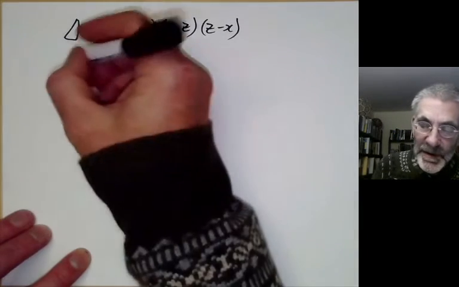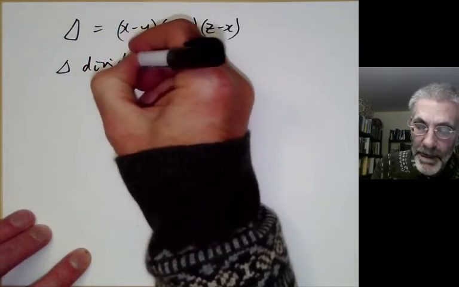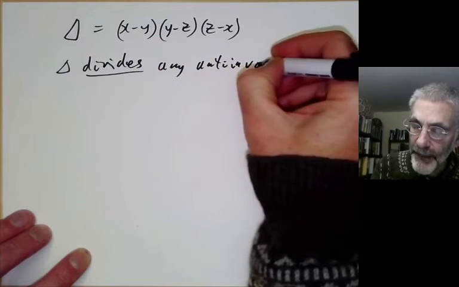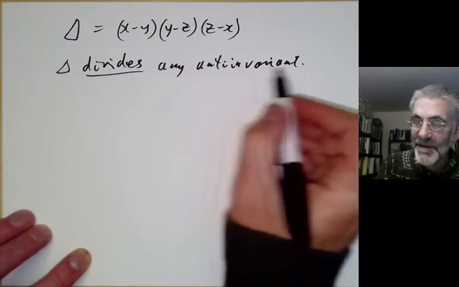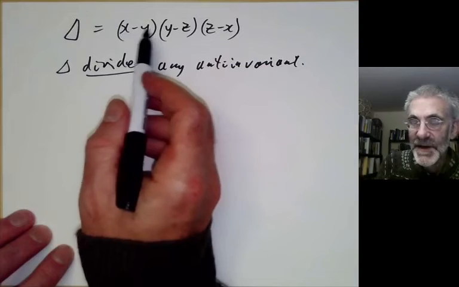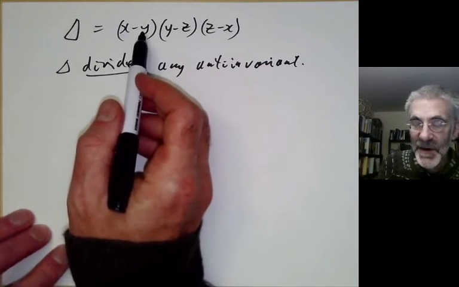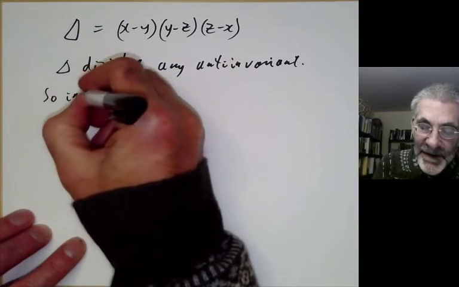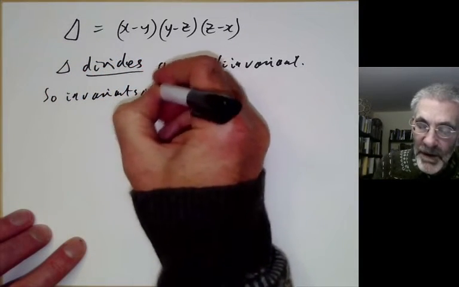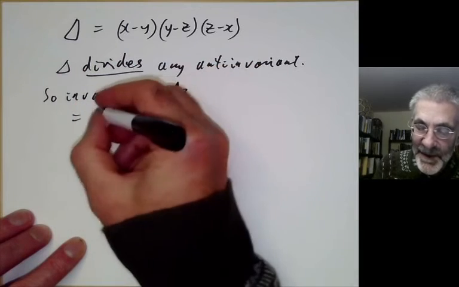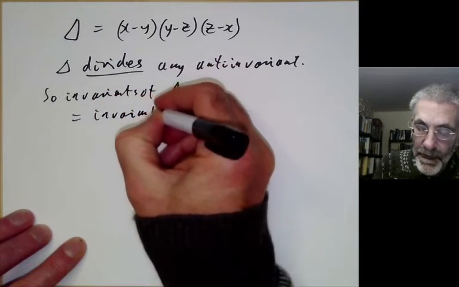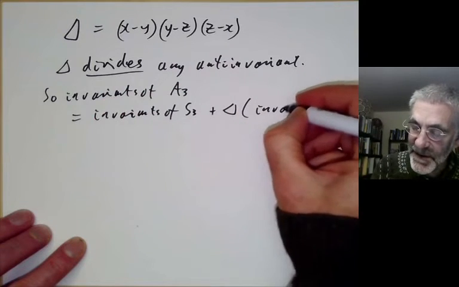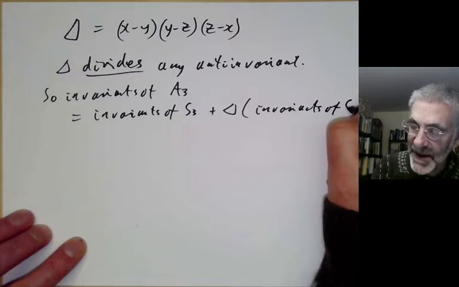And furthermore, delta divides any anti-invariant. That's because any anti-invariant must vanish whenever two of these are equal, so it must be divisible by x minus y and by y minus z and by z minus x. So the invariants of A3 are the same as the invariants of S3 plus delta times the invariants of S3.